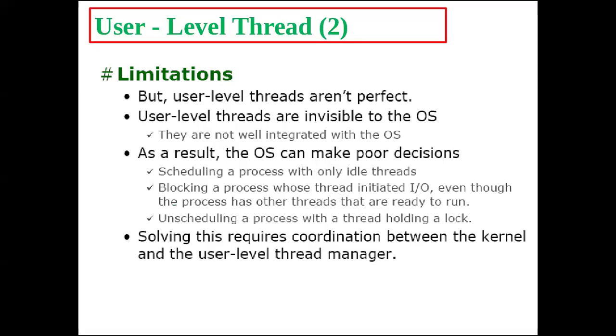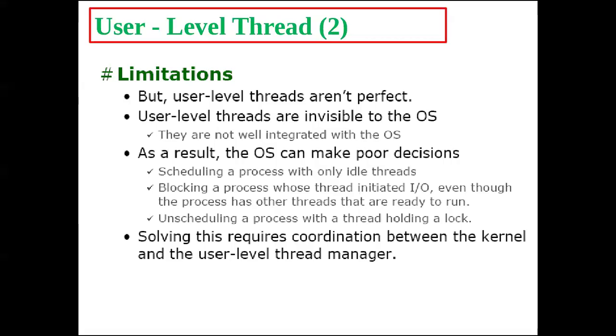Let us continue with further limitations. We have already seen their advantages, but we must also understand their limitations. Like earlier we saw what are the advantages. Now let us understand what are the limitations. The general limitation is that user level threads are not perfect. Even though they are fast and efficient, they also have certain drawbacks.